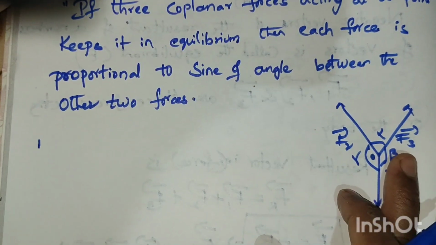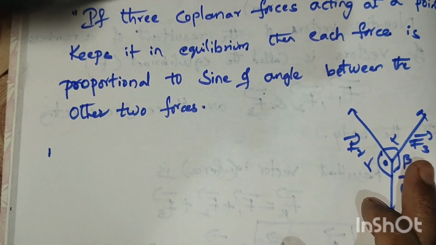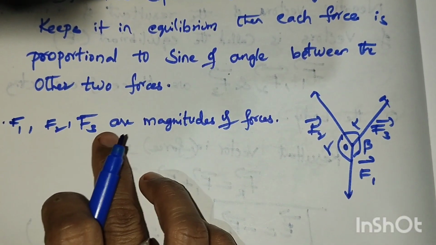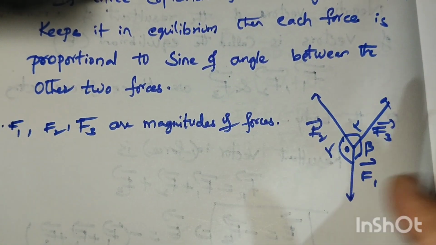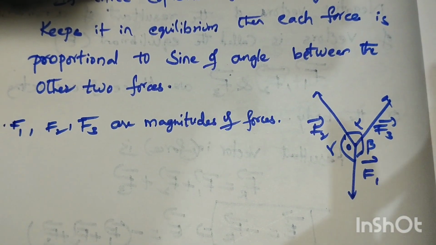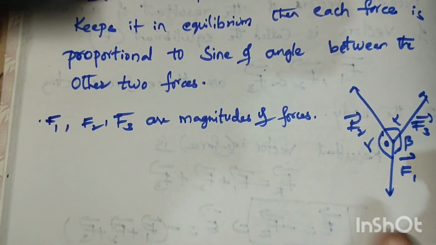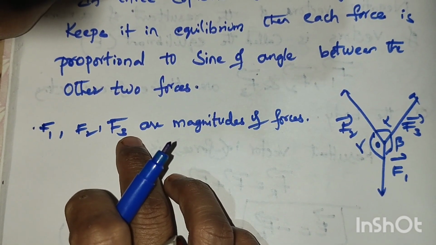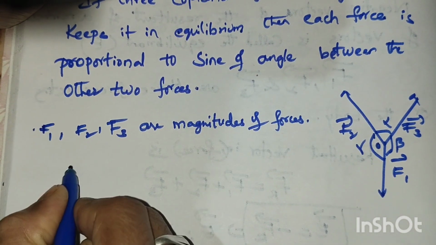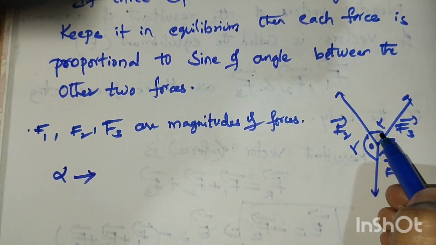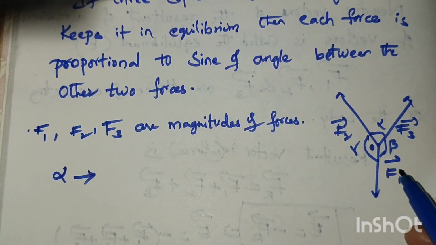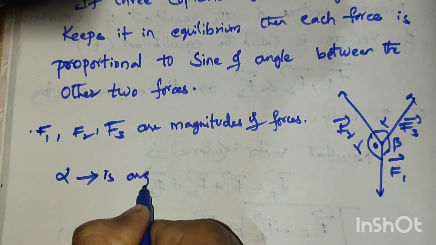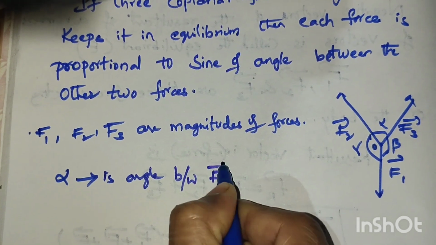So what is this diagram? You can easily understand what Lami's theorem is. You can see here F1, F2 and F3 are magnitudes of forces, and F1 bar, F2 bar and F3 bar are vector forces. Bar represents vectors, while F1, F2 and F3 represent magnitudes of the forces. Here alpha is the angle between which forces? F2 and F3. So alpha is the angle between F2 bar and F3 bar.